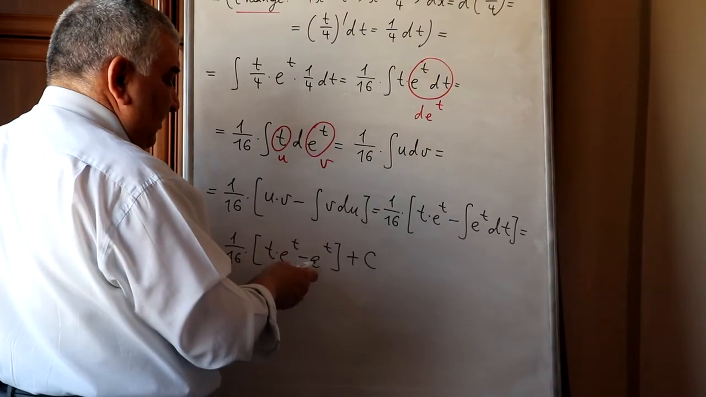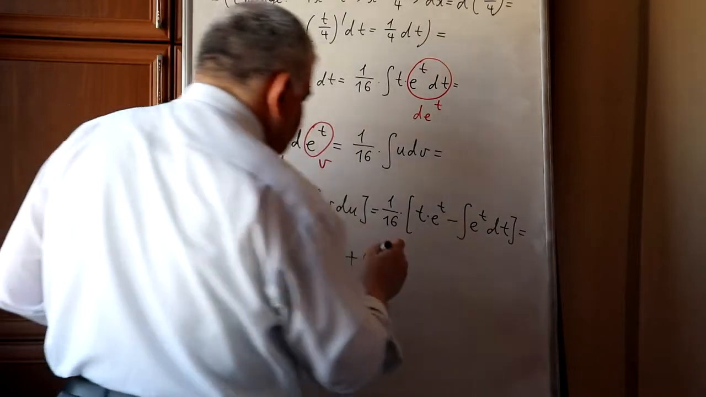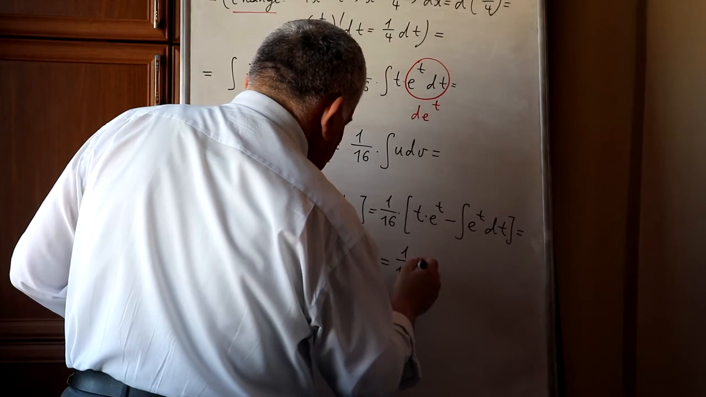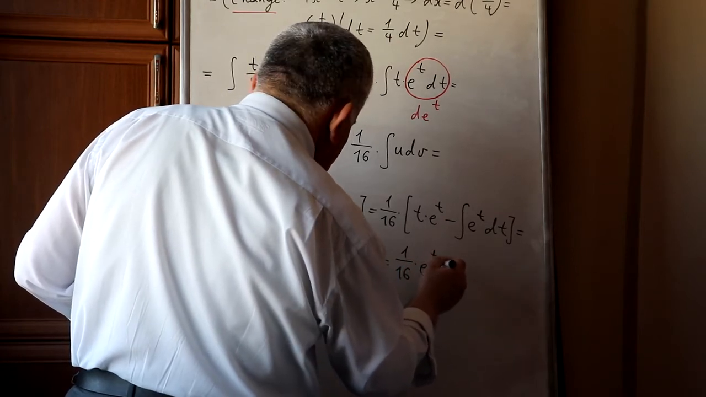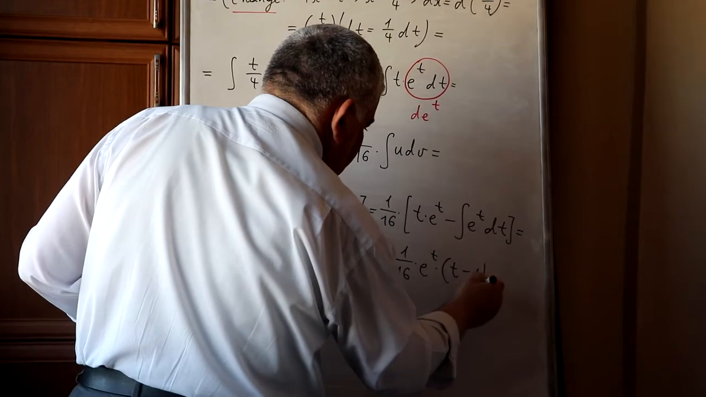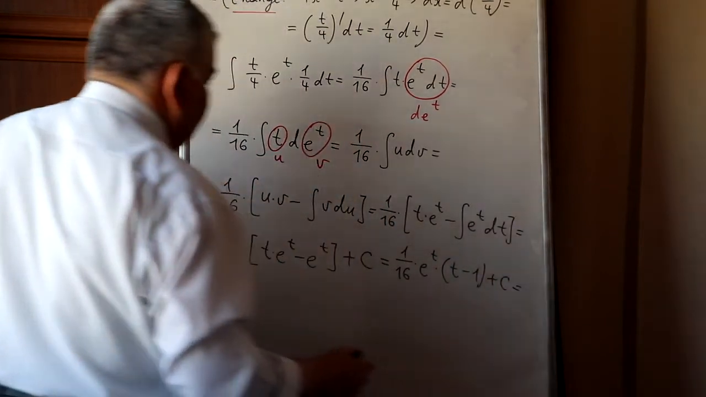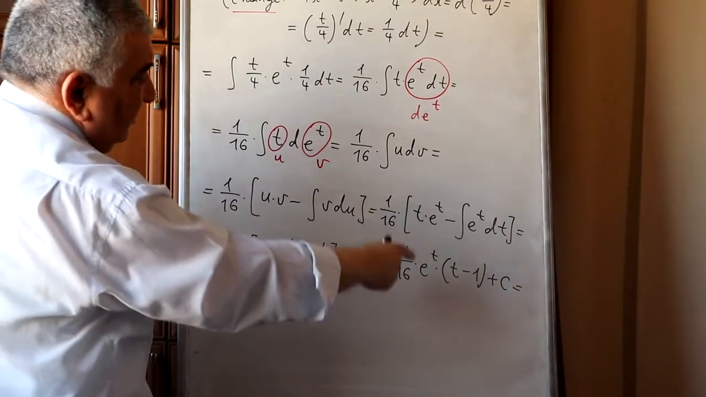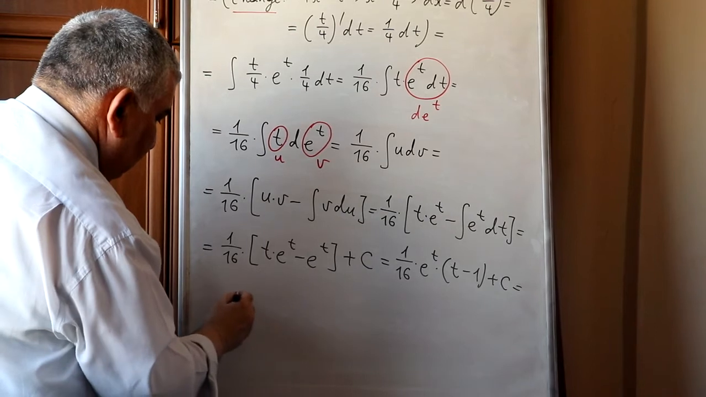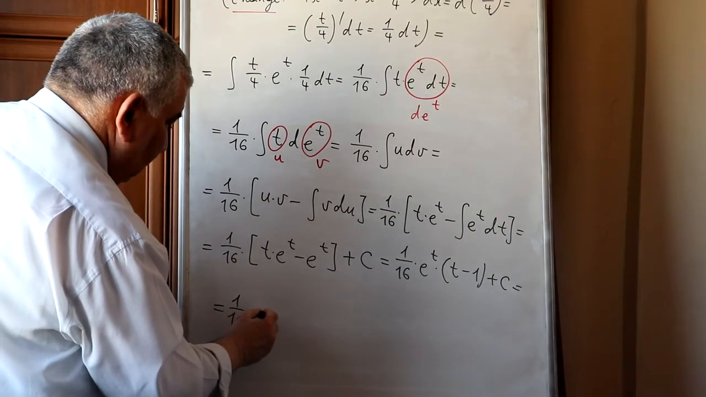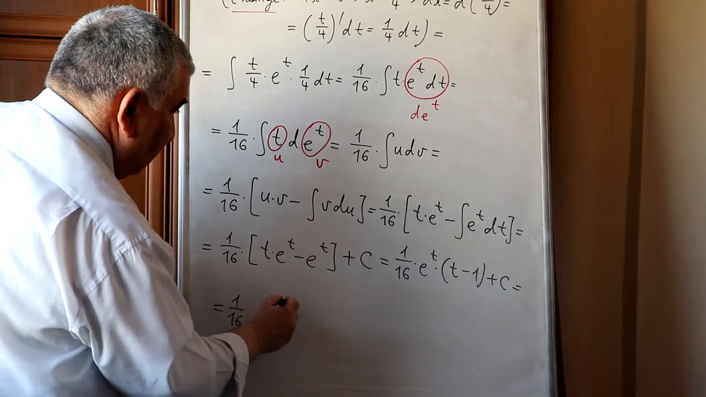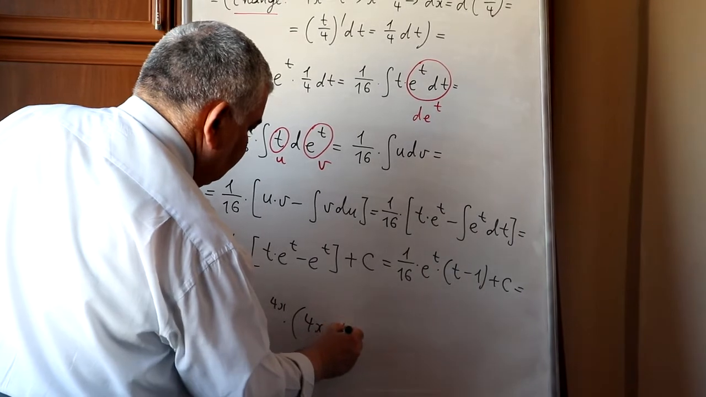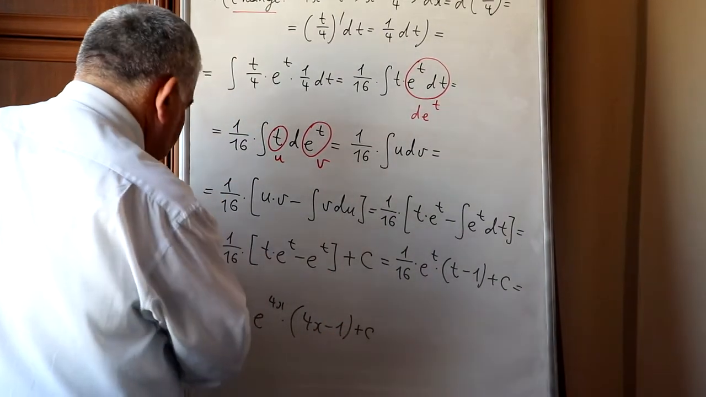Then we can take e to t out of the brackets. Then we will obtain our answer: 1/16 multiplied by e to t multiplied by (t minus 1) plus c. Then return to the x variable, substitute 4x instead of t here. Then we have 1/16 multiplied by e to 4x multiplied by (4x minus 1) plus c. It is our answer.